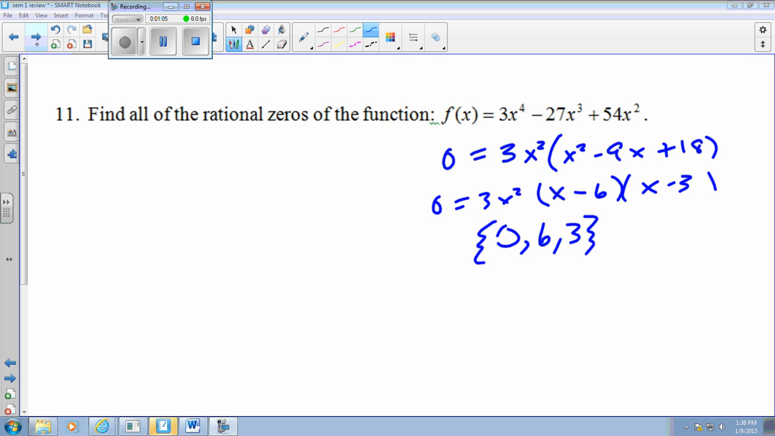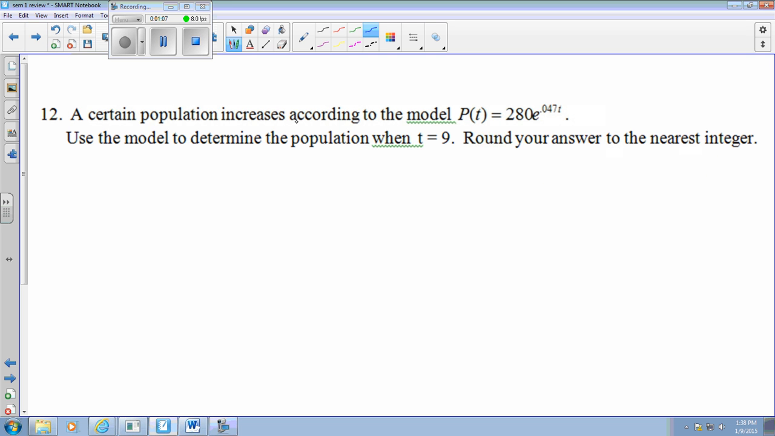All right. A certain population increases with this model. Looks like we have an e. So we're going to put t equals 9 in here. So I'll have 280 e to the 0.047 after 9 years. Let's put this into my calculator.